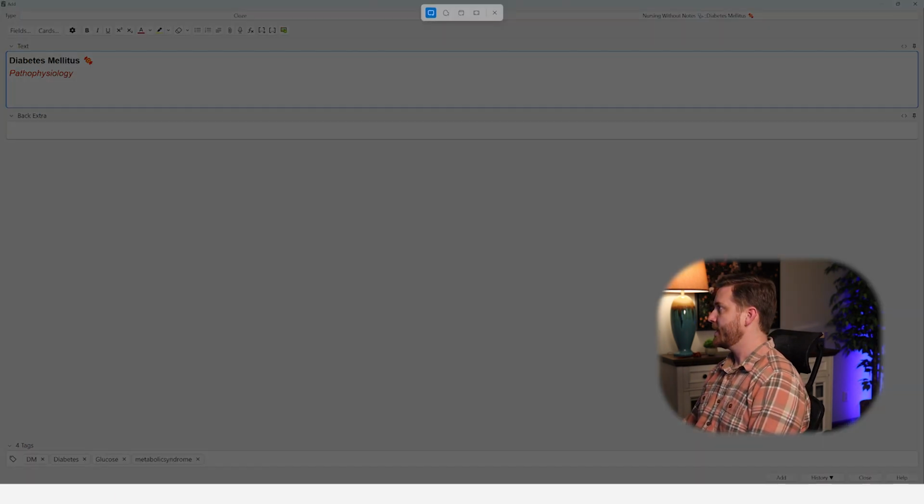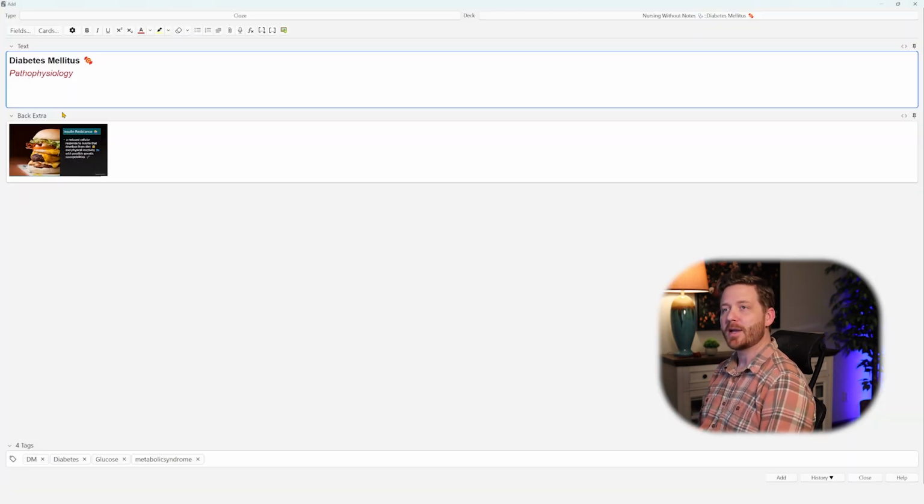And I'm going to grab a screenshot of our insulin resistance slide. That way we can make a card over insulin resistance and remind ourselves of what that actually is. Because a lot of these terms get thrown around when you're first learning this stuff and you're like, okay, insulin sensitivity, insulin resistance, what is all this? So let's go ahead and jot down a card.